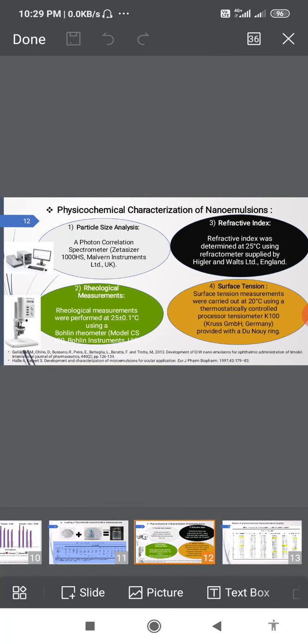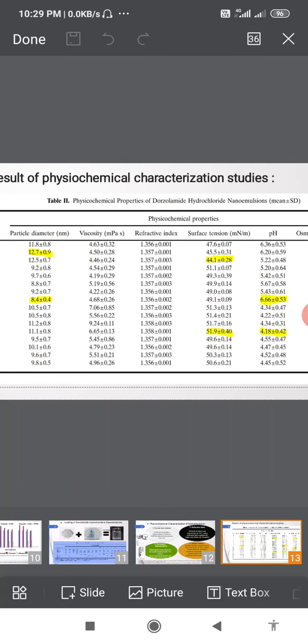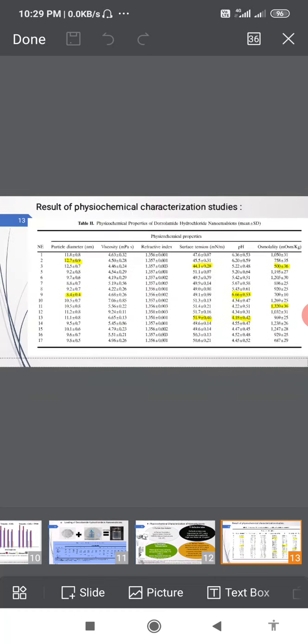Now the third physicochemical property is the refractive index. Refractive index was determined at 25 degrees centigrade using a refractometer supplied by Hilger and Watts, and we see in the result the refractive index is in a line of 1.35, and it is the acceptable value, because the lacrimal fluid has a refractive index around 1.36, so it is acceptable.